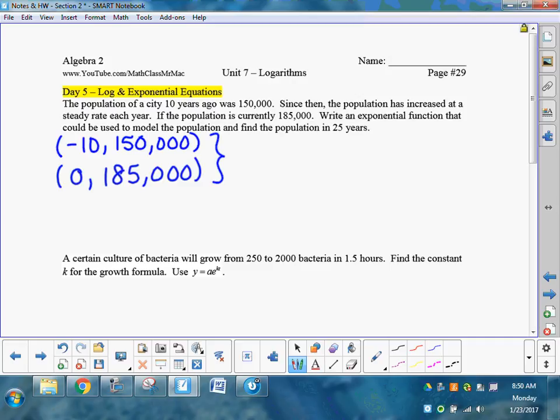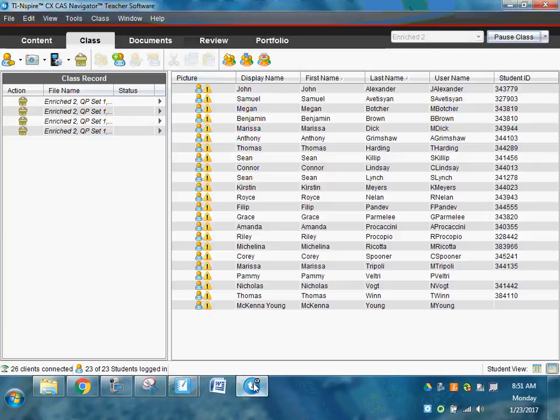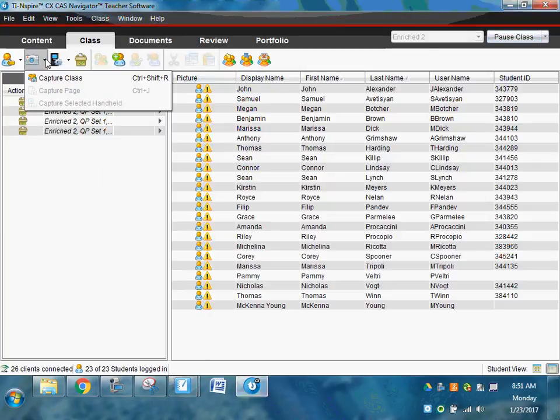Go into your calculators right now, and let's model this. We're going to give out a model, so go in right now, take this and plug it in as an exponential regression, and we need that regression. Sign into your calculators if you haven't already.